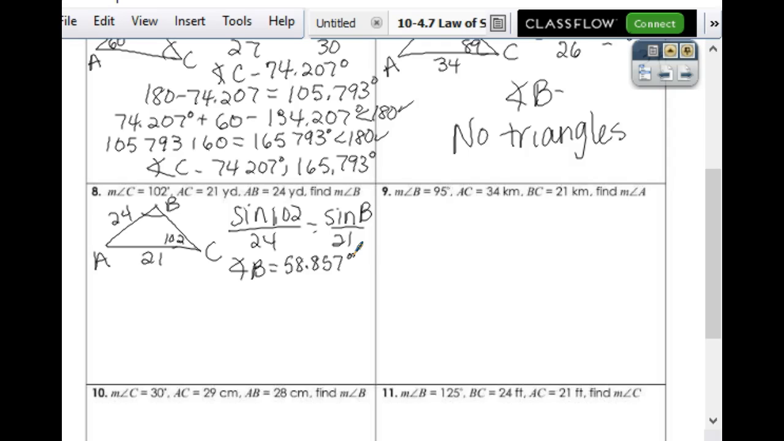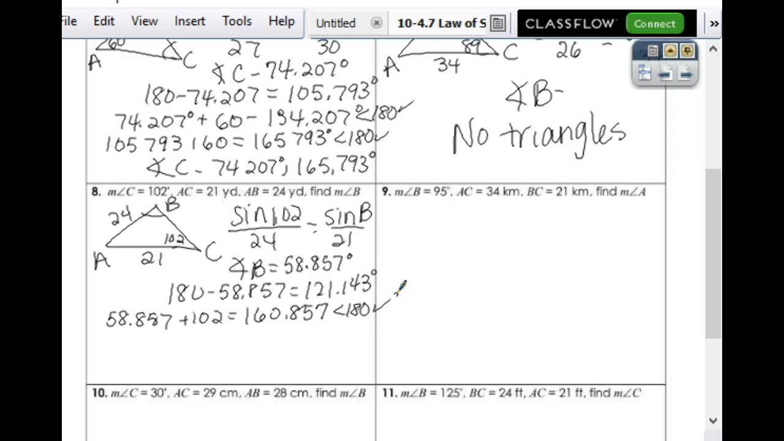How do I do that? I'm just going to take 180 minus 58.857, and that equals 121. Now I have to check and see if these are angles. I'm going to take 58.857 and add the angle I'm given. I'm going to get 160.857. Is that less than 180?